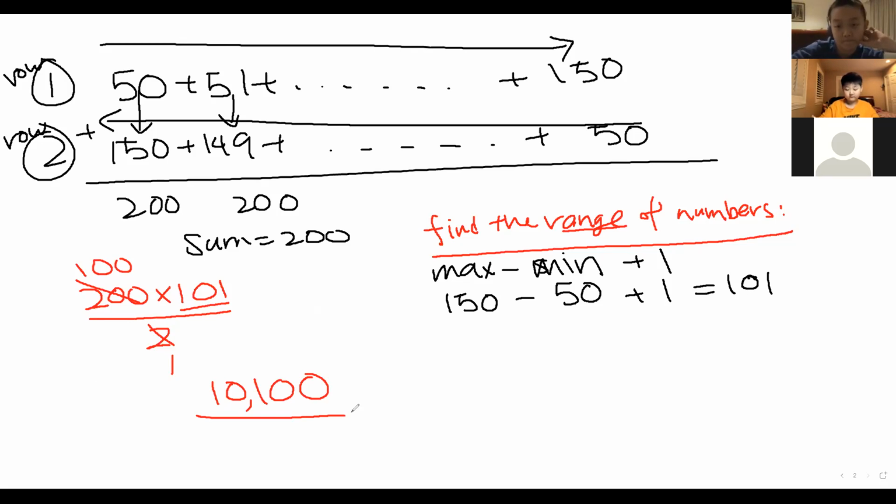Does that make sense? So Gauss's method is not only limited to numbers or the set of numbers that start at 1. Gauss's method can start anywhere, as long as all the numbers are consecutive. Right. But is that actually true though?